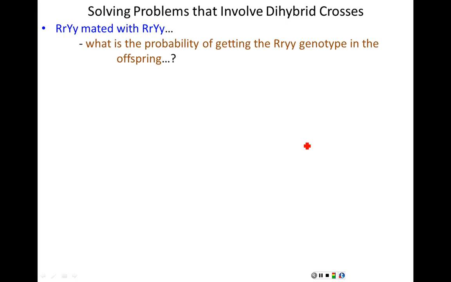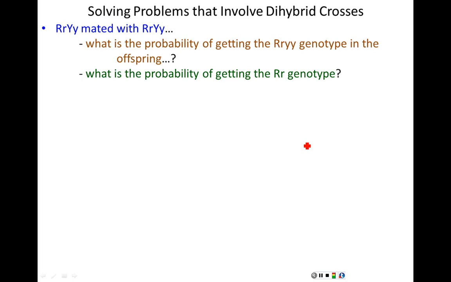So we had a dihybrid cross where a heterozygote for both traits mated with a heterozygote for both traits. Now I'm going to ask you a genotypic question. Previously, we were talking about phenotypes. What's the probability of getting the heterozygotic genotype for seed shape and the homozygote recessive genotype for seed color?